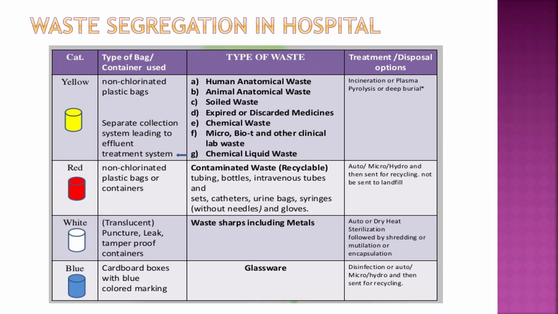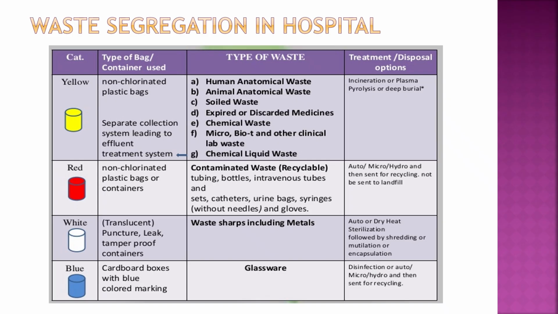Then the red color bag, it is a non-chlorinated plastic bag or container, and here mainly recyclable contaminated material is there, like tubings, bottles, IV sets, tubes, catheters, urine bags, syringes without needles, and gloves. The treatment or disposal method can be autoclave, microwave, hydro processing or recycling, and then to the landfill. Then the white color translucent puncture proof, leak proof container.